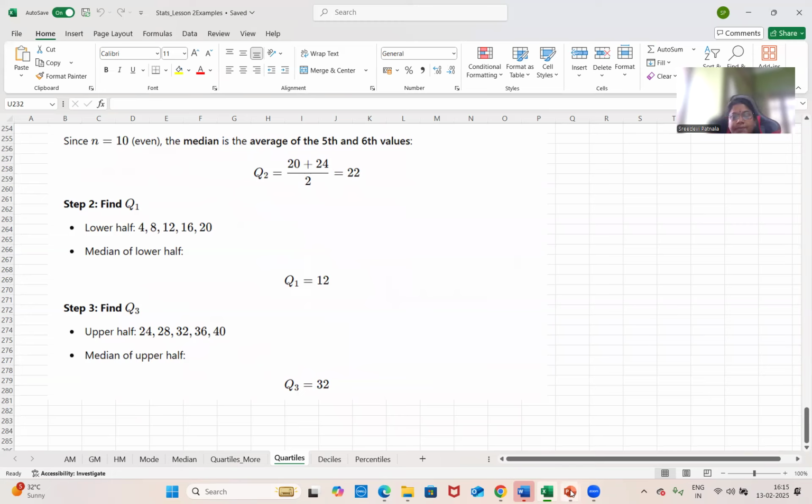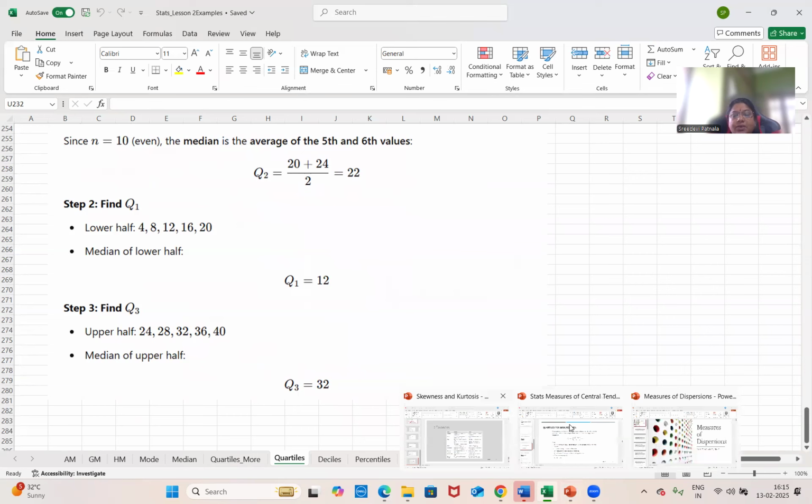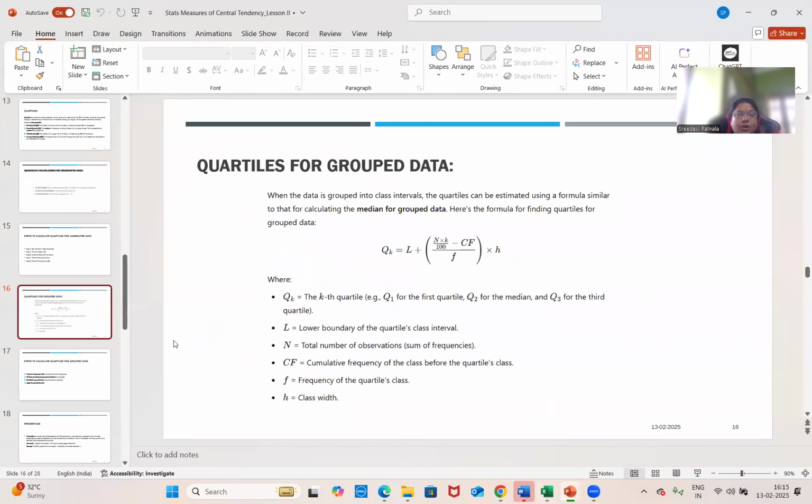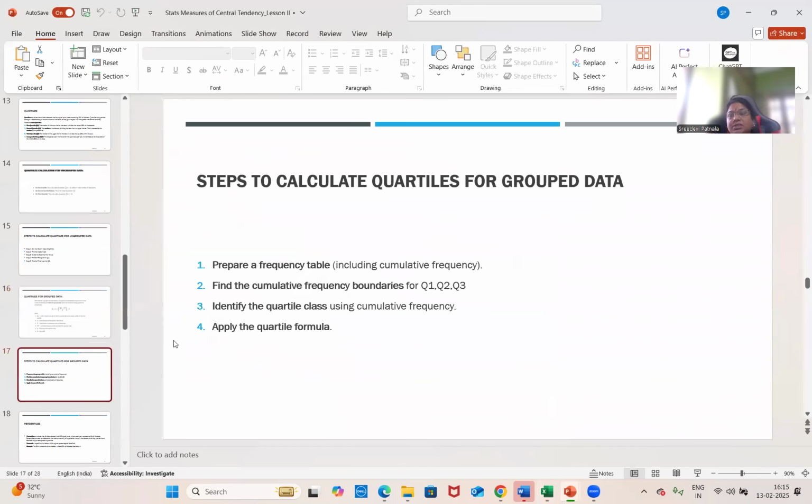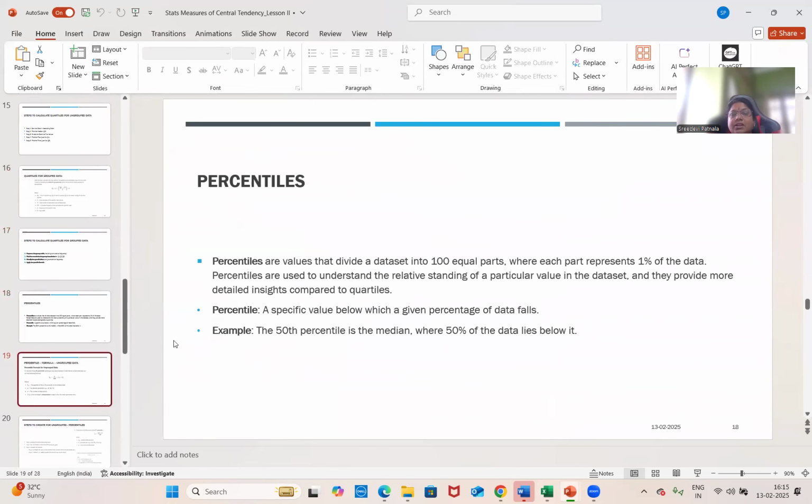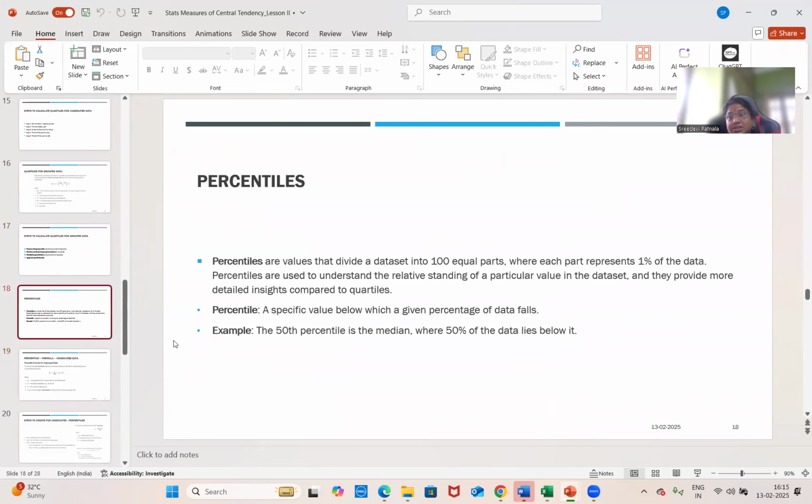That's about the quartiles. Next topic of ours, after quartiles, is percentiles, which we read through in the previous video, where in percentiles you have 100%.